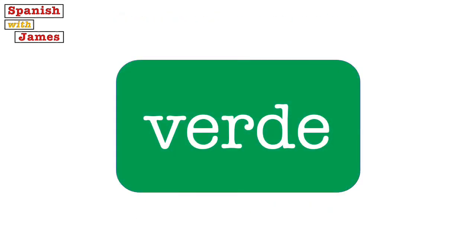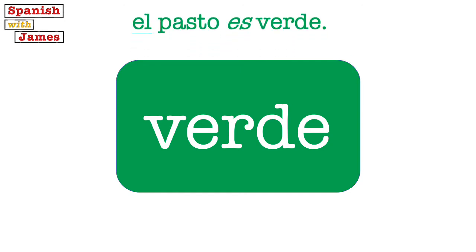Color is verde, verde. So remember that V is a kind of B sound. Verde. El pasto es verde. Grass is green. So because this one ends in an E, it doesn't change from masculine or feminine. So we've got el pasto, which is a masculine word. If we wanted to use a feminine word like hoja, la hoja, meaning the leaf, it would be la hoja es verde. So verde wouldn't change.